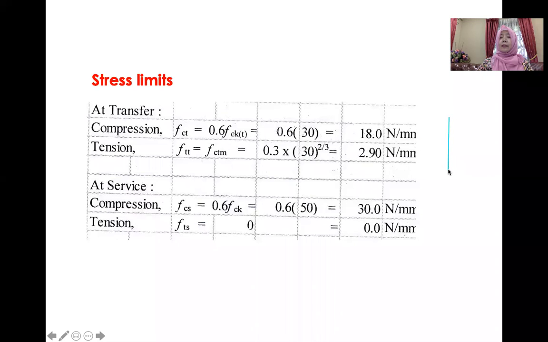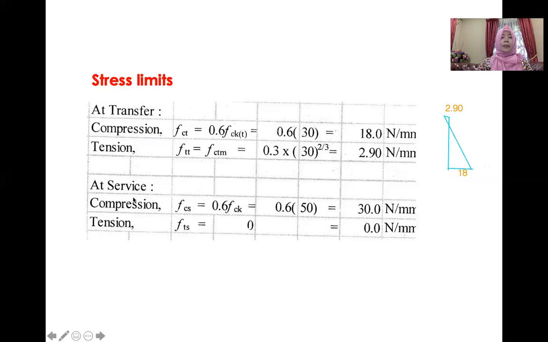For the transfer, remember the bottom must be positive and the top must be negative. There is a lot of tension at the top. Therefore, the value now is 18 at the bottom here. And the top tension FTT is equal to 2.90. This is negative, positive.